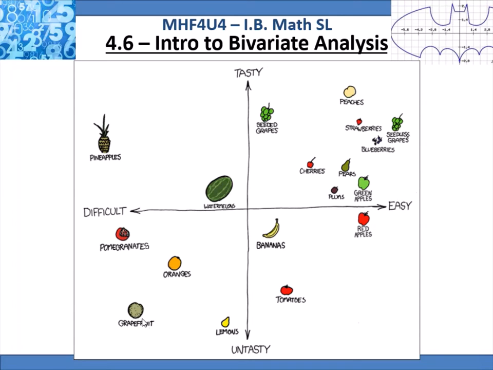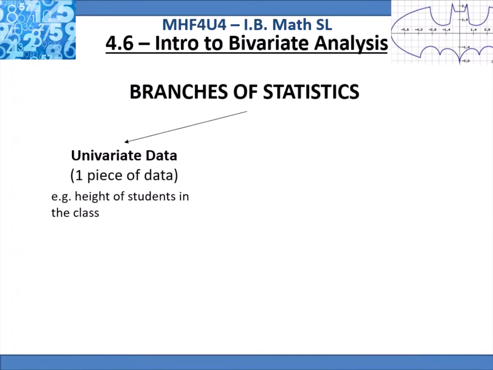Again, that's someone's opinion. But you can see how we can measure every fruit with these two qualities, these two pieces of data, and you can compare them on a graph. That's the theme of the next 3 lessons in this chapter. So there we are. The first branch of statistics was univariate data.